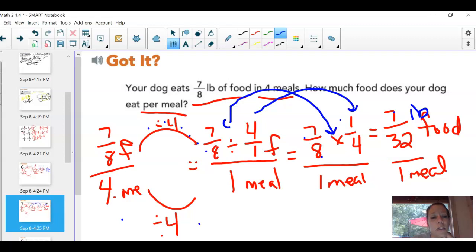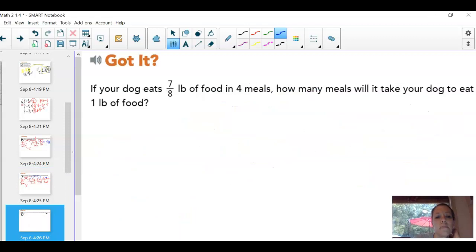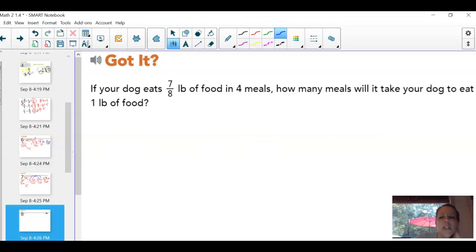Okay, how'd you do? Because there's multiple gotchas on this one because this is a little tricky. Okay, so at this point, you'll look at these two and notice they're very similar. You might go, wait a minute, I just did that one. 7/8 pounds of food in 4 meals. How many meals will it take your dog to eat 1 pound of food? So now I want per pound. So what does that mean? Okay, set up the problem and then go ahead and just set up and then unpause me.